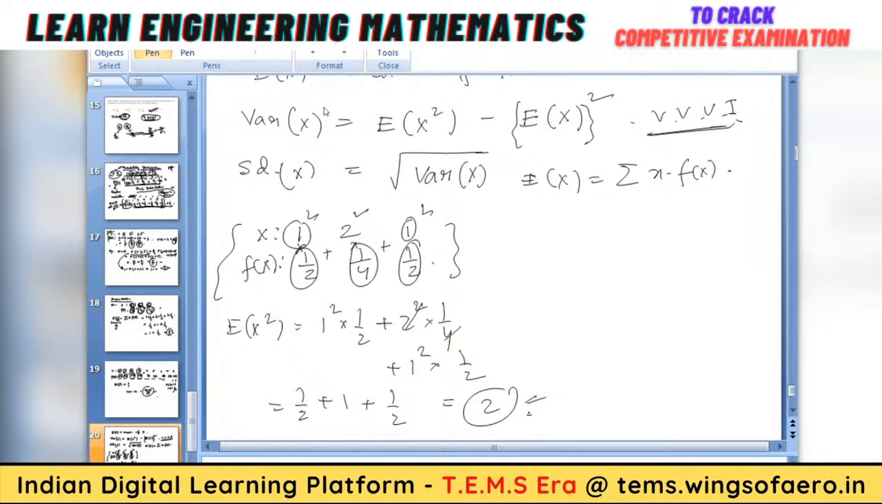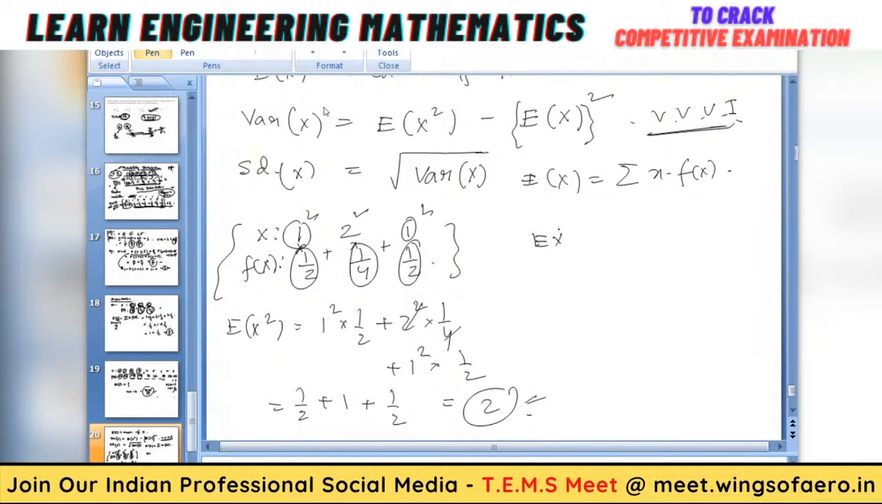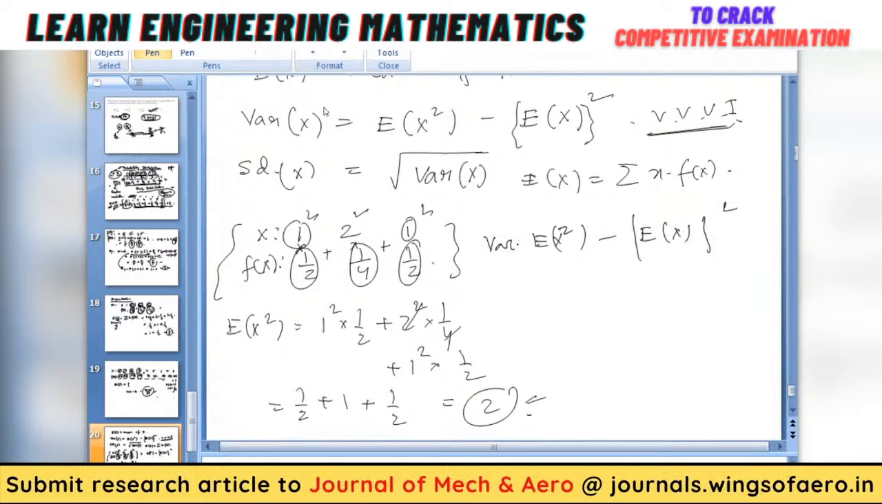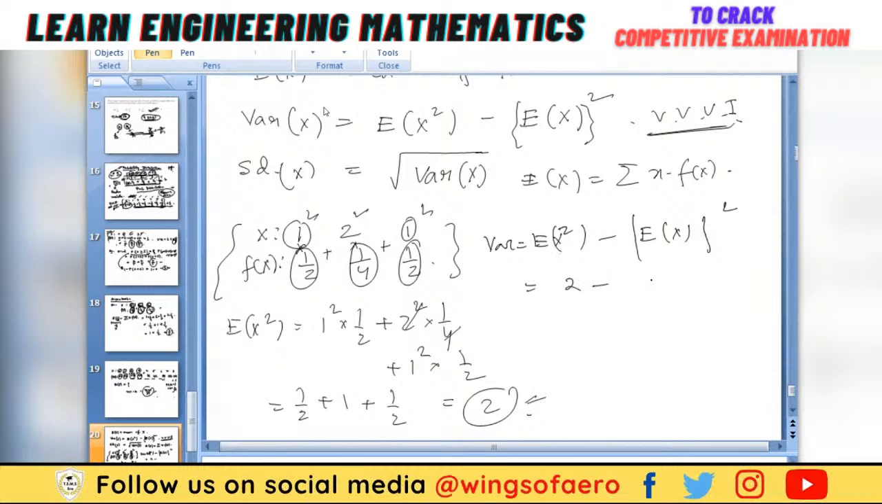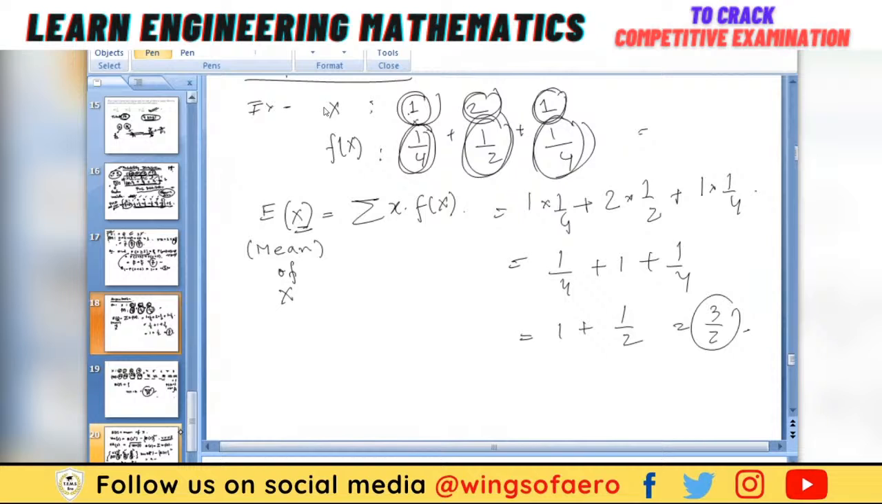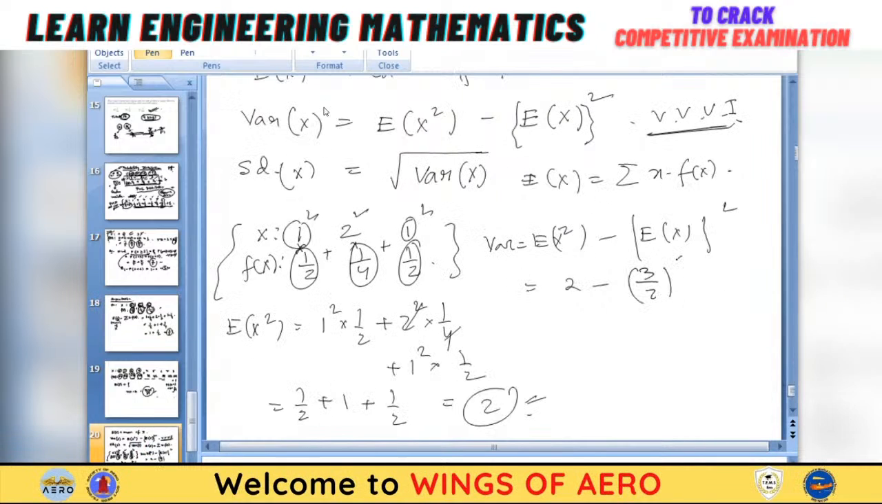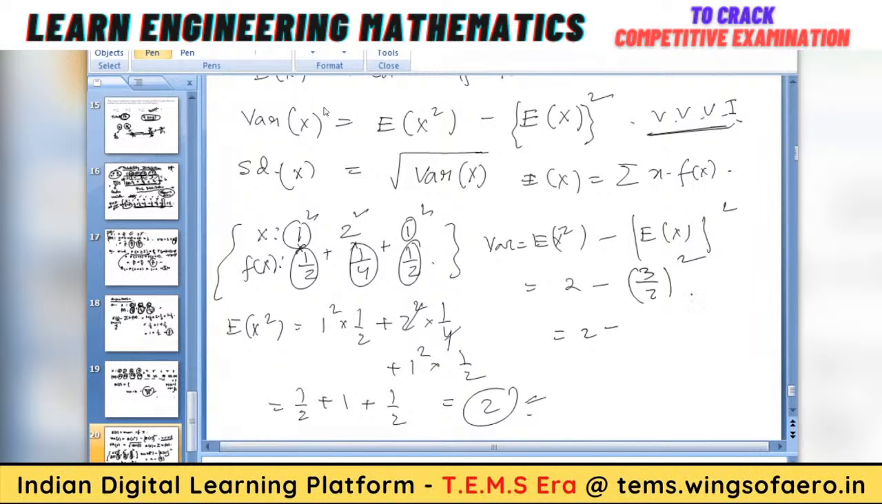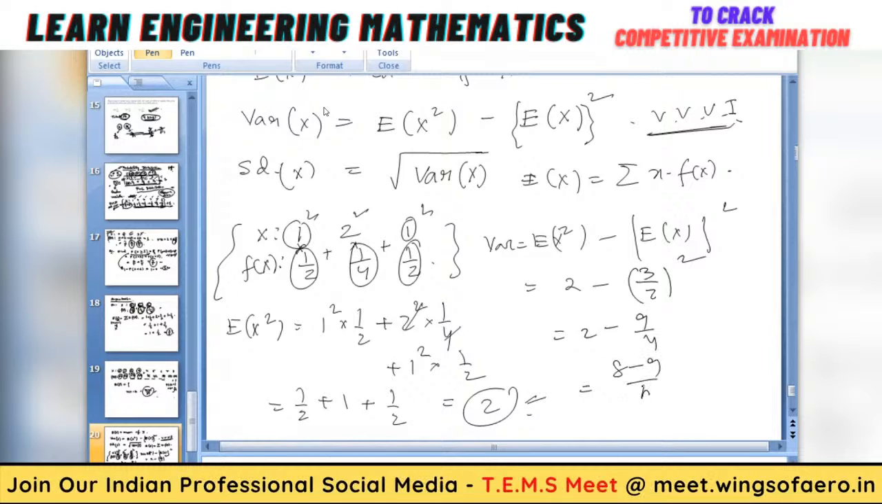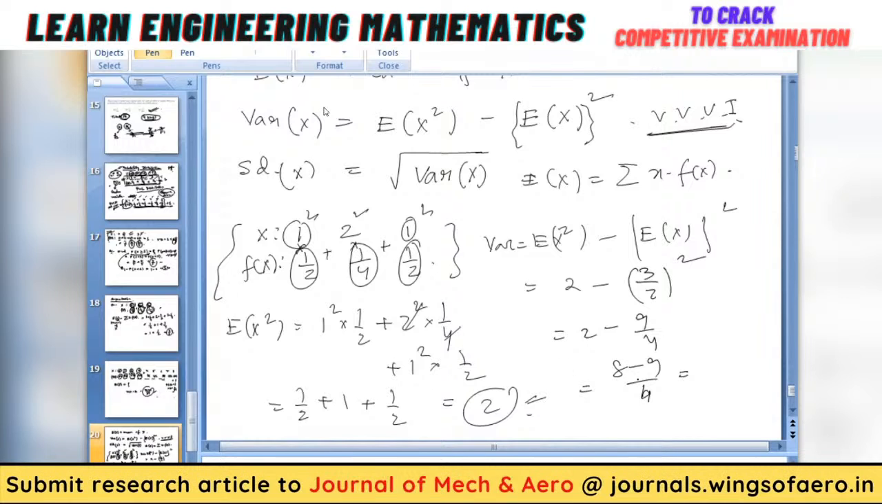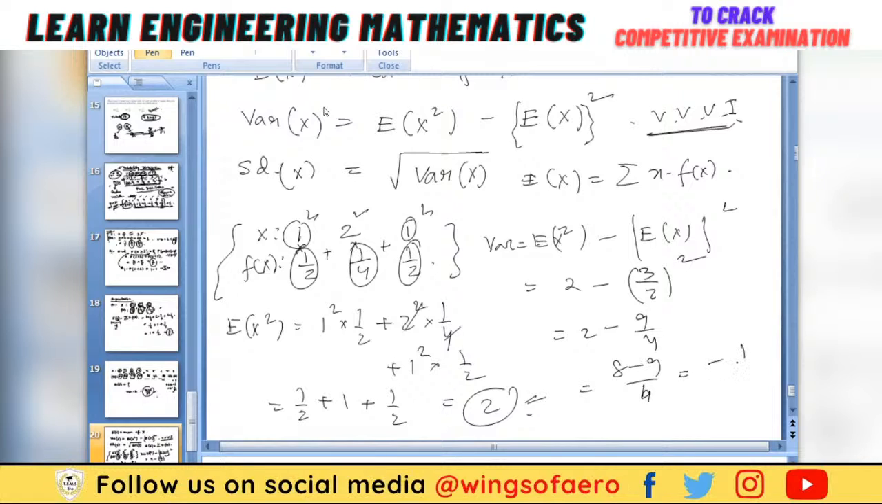And here 2 is the expectation of x square. Expectation of x square minus expectation of x whole square is called the variance. The expectation of x square is 2, minus this, which was 3 by 2, whole square. So 2 minus 3 by 2 whole square, where the square is 9 by 4. Yes, it will be minus. So 2 minus 9 by 4 is 0.25.